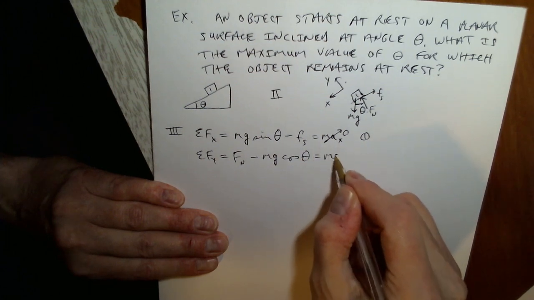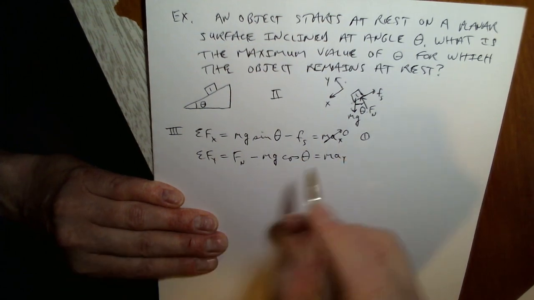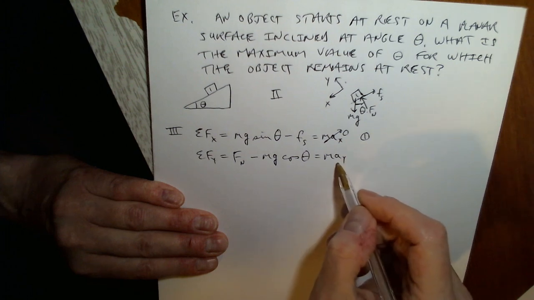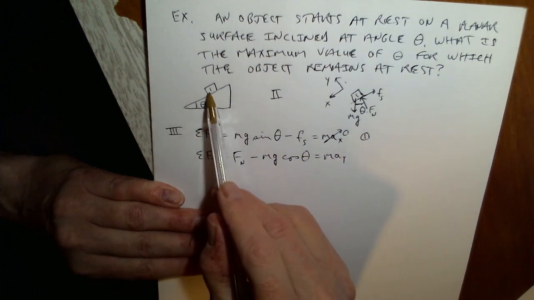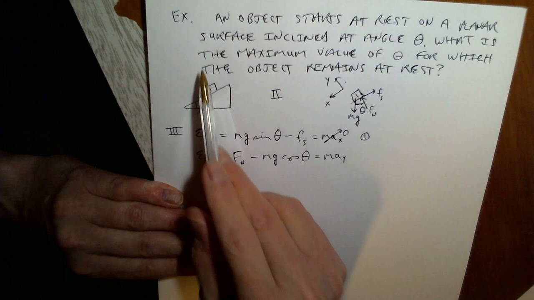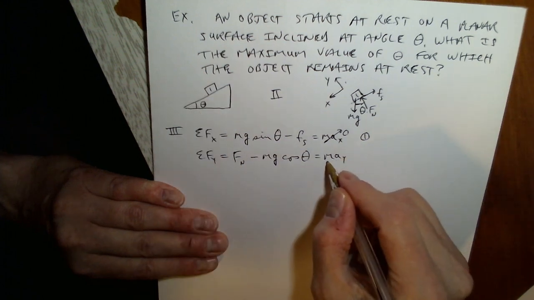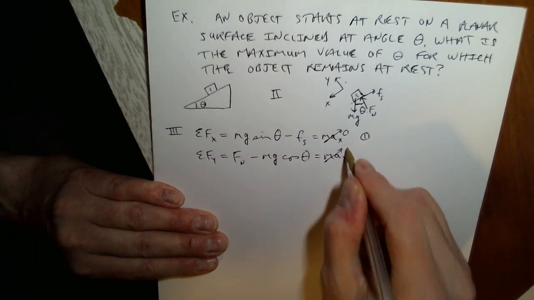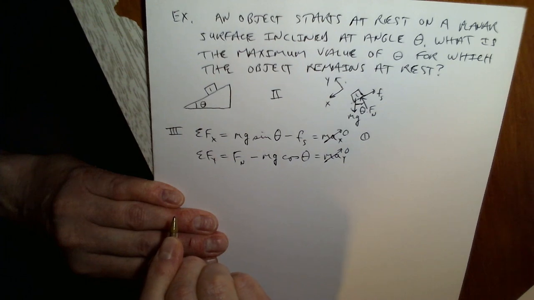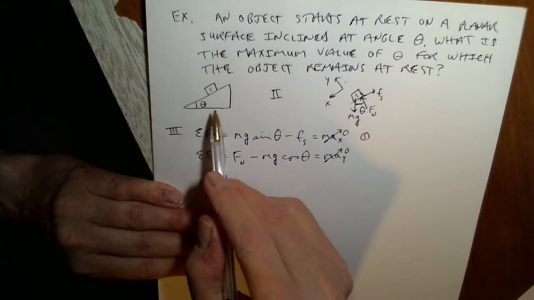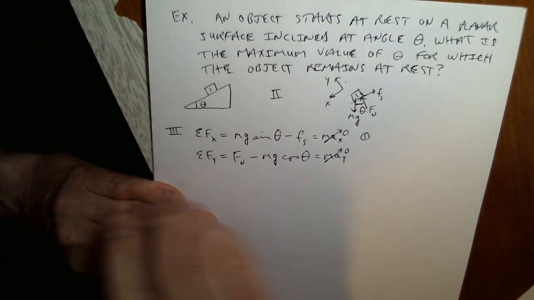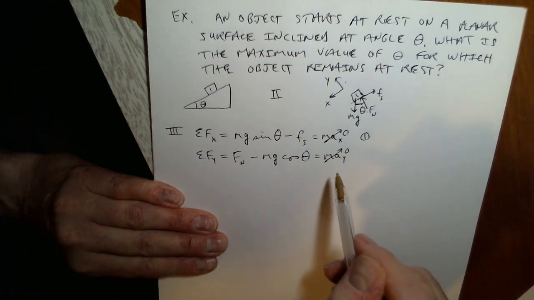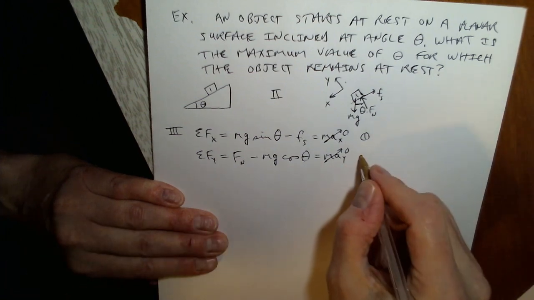And that equals m a sub y, and there's no acceleration in the y direction because the object is not going to leap off the incline. It's not going to start flying. So this is 0. There's no motion in the y direction, so the velocity doesn't change in the y direction, so the acceleration in the y direction is 0.